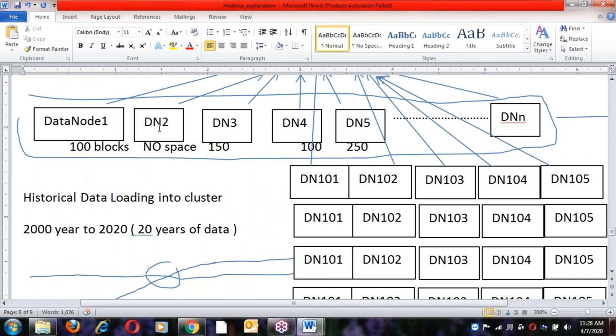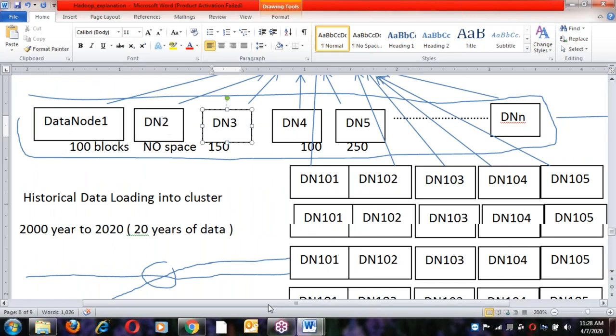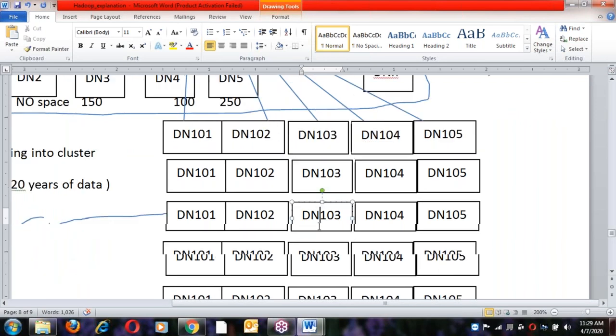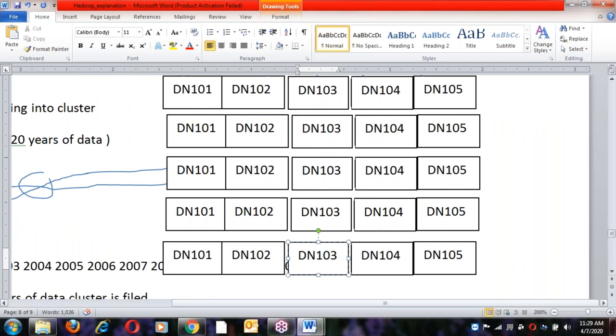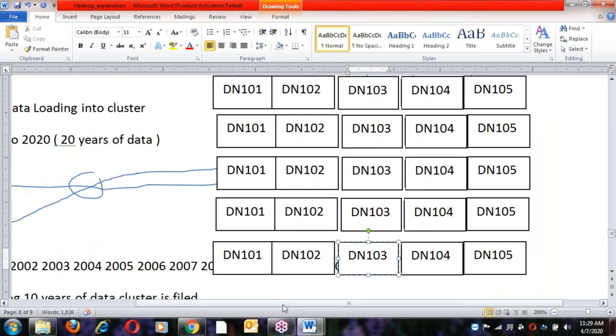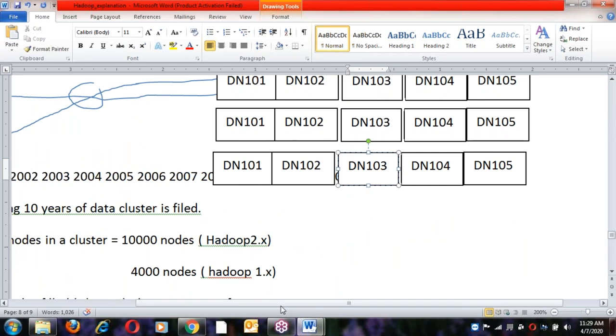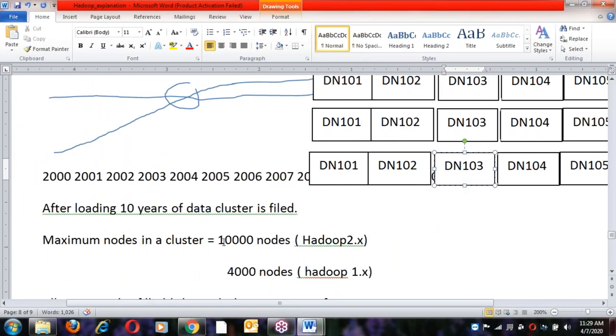So once the initial cluster is filled, we just add 5 nodes. When that is filled, the next 5 nodes, and the next 5, adding continuously. Without disturbing the existing cluster, we can continuously add nodes to the cluster. The maximum number of nodes in a cluster is 10,000 nodes.